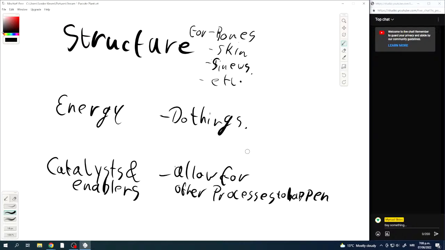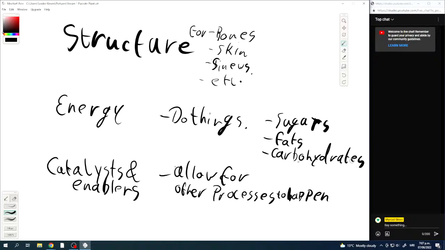Okay, so energy is generally the easiest to summarize, I guess. That is stuff like sugars, fats. This probably counts under the sugars, but I'm just going to add it because it's so significant.